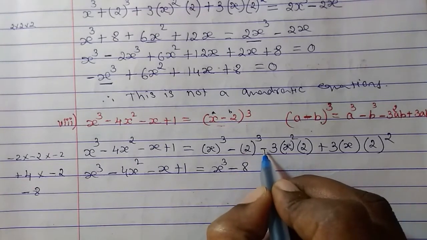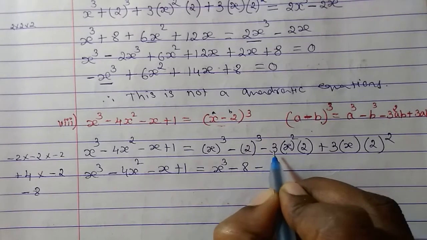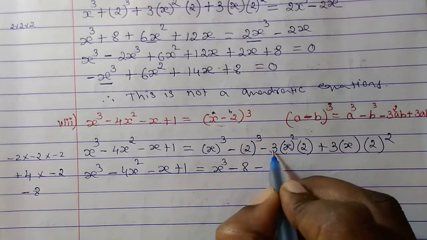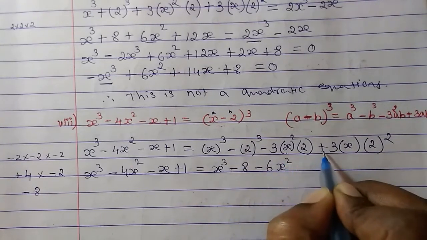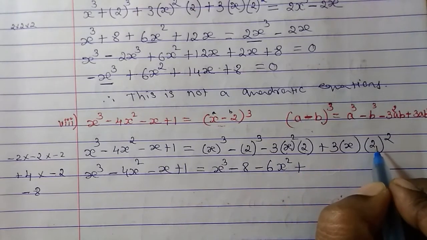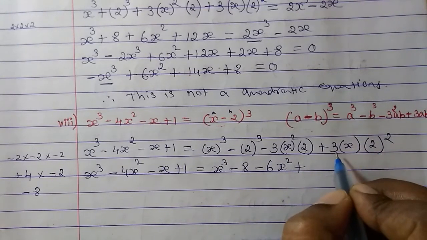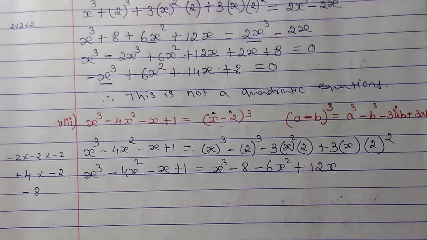So now here you have minus. So minus 3 into 2 will give us 6. Then x square is there. Now you have plus here. 2 2s are 4. 4 into 3, 12. And this x is here. Okay. You have to take care when you solve here.